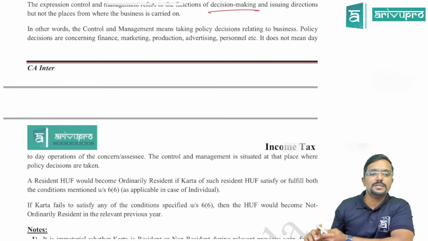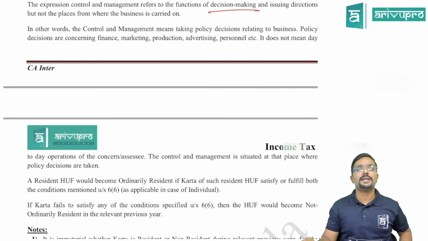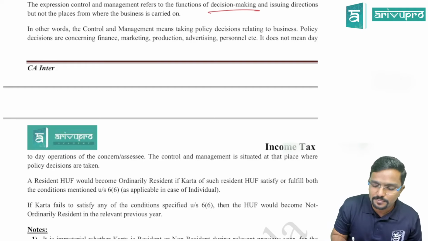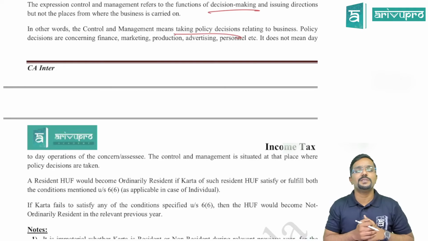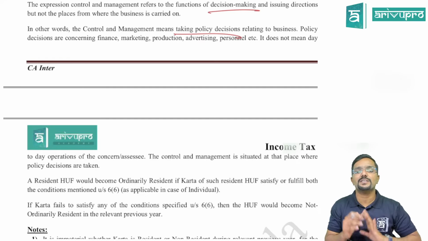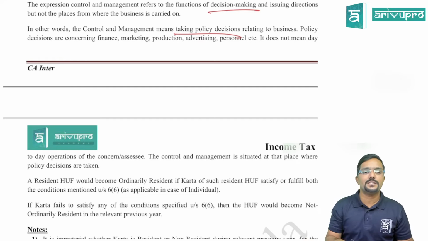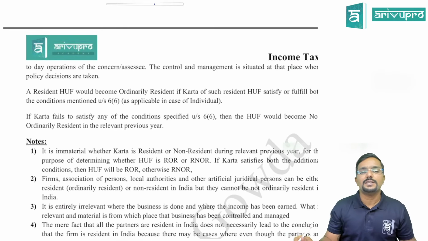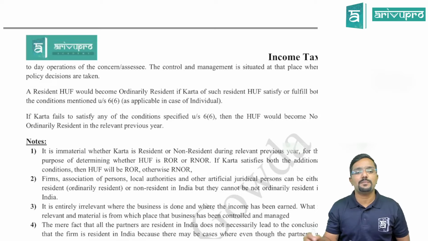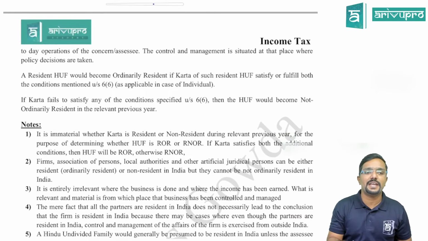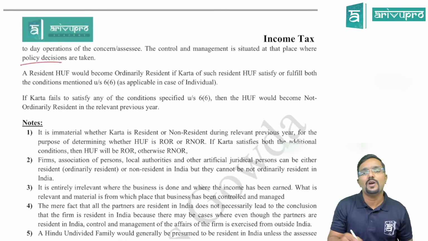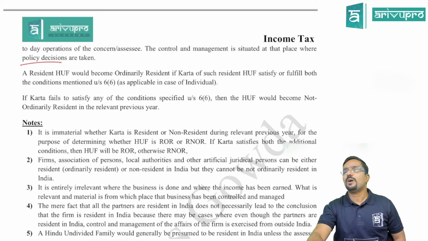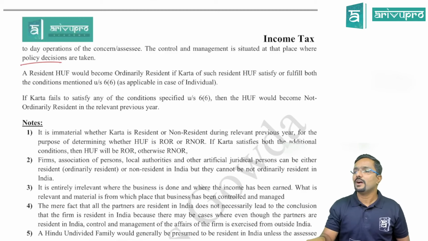In other words, the control and management means taking policy decisions. So taking policy decisions relating to business, policy decisions concerning finance, marketing, production, advertising, personnel. It does not mean day-to-day operations of the concern, assessee. The control and management is situated at that place where policy decisions are taken. Policy decisions with respect to the operations, guys. Now, sir, what to eat today, what to do today, and all, we are taking decisions. So is it considered a policy decision?